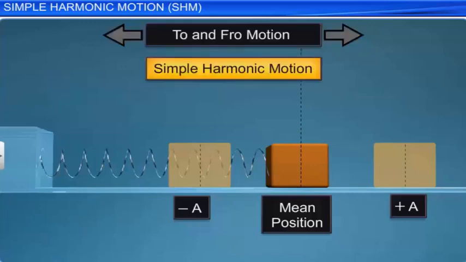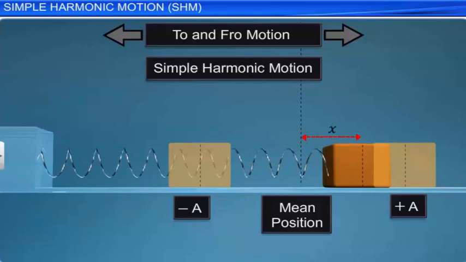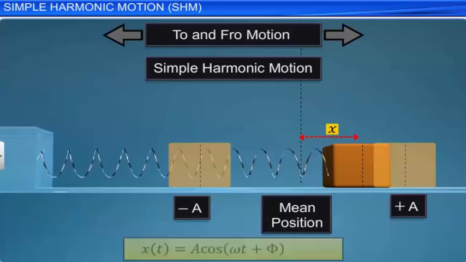The displacement of the particle from the origin is a function of time t. The displacement x of a particle in simple harmonic motion can be expressed as x(t) = A cos(ωt + φ). Let this be equation 1.